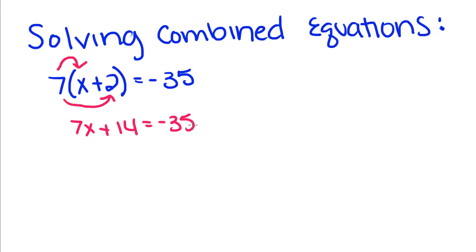And we're allowed to do that because of this property, which says that if we multiply the 7 by both of these, it would be the same as if we added them first and then multiplied.